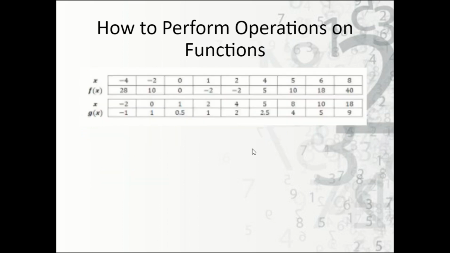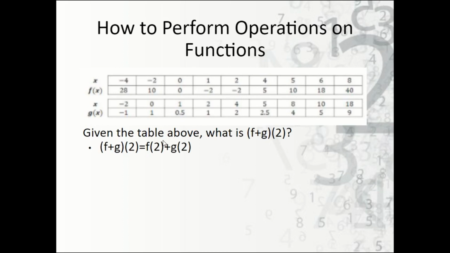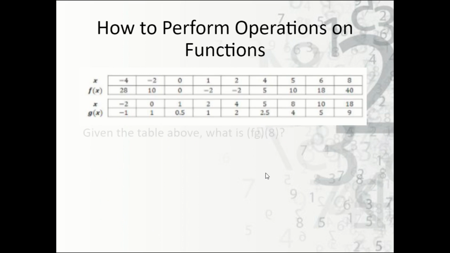Now let's look at another example. So it says, what is f plus g of 2? Well, when we write that out, f plus g of 2 is the same thing as f of 2 plus g of 2. So when we do that, we find f of 2, which is negative 2, and g of 2, which is 1. And then we're just going to add those two together. So we add up negative 2 plus 1, which is negative 1. So when you see f plus g or f minus g or anything like that, really what that's saying is we're going to take f of this value and then whatever operation is there and then g of that number.